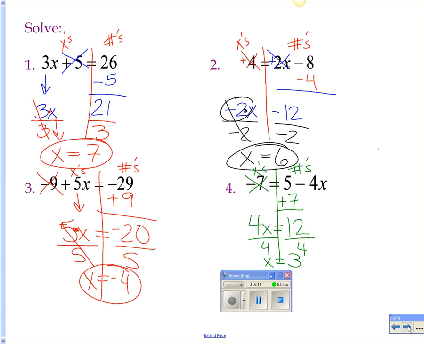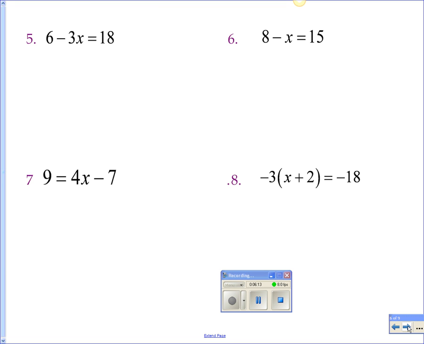Okay. All right, number 5, 6 minus 3x equals 18.